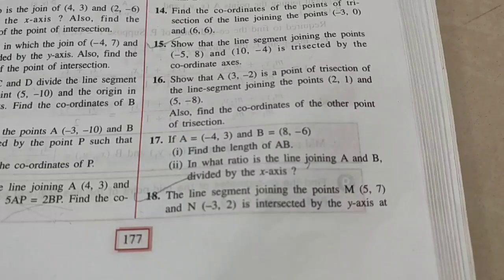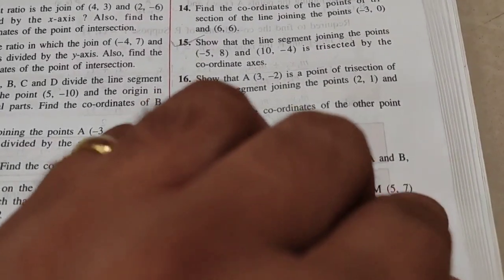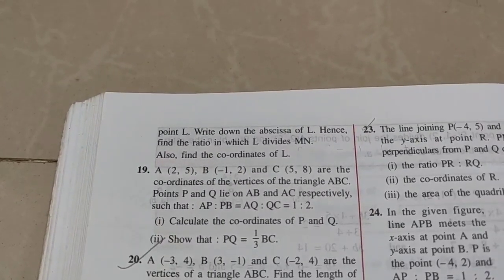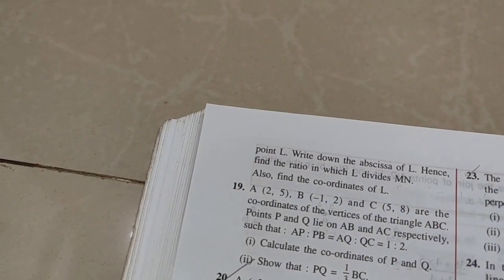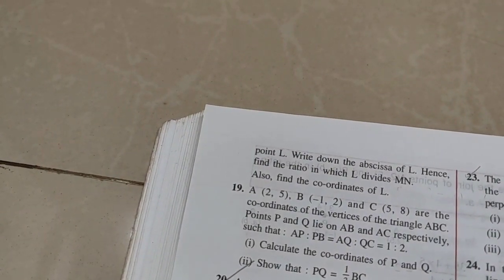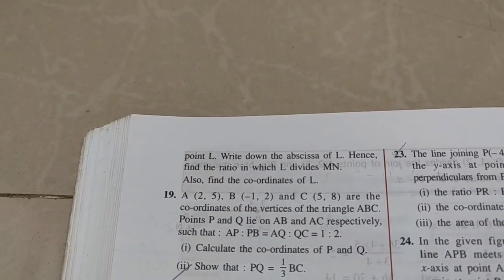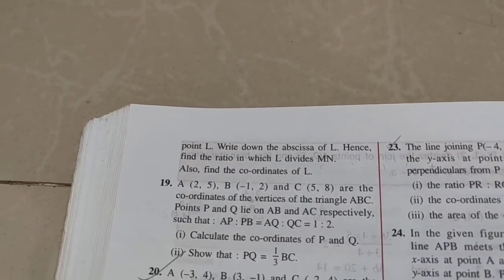18th sum. The line segment joining the points M and N is intersected by the y-axis at point L. Okay. Write down the abscissa of L. Which axis was it again? It was the y-axis. So I already know whenever a point lies on the y-axis, the x-coordinate is 0. That means the abscissa will be 0. Hence find the ratio. We have done such a sum.